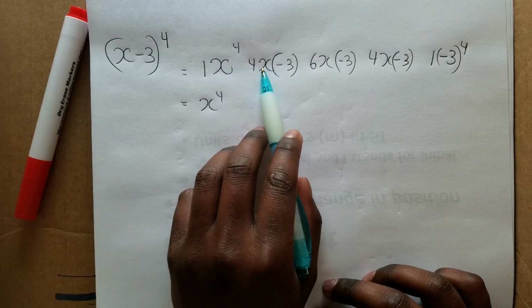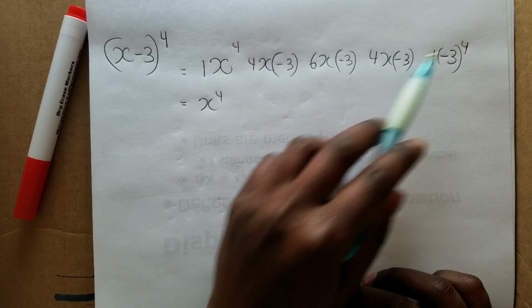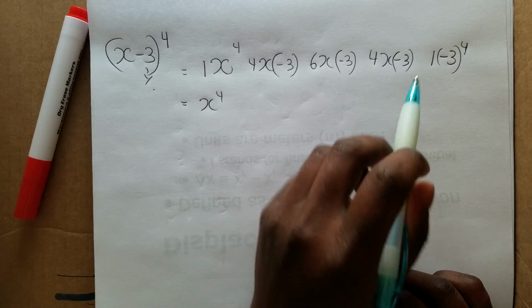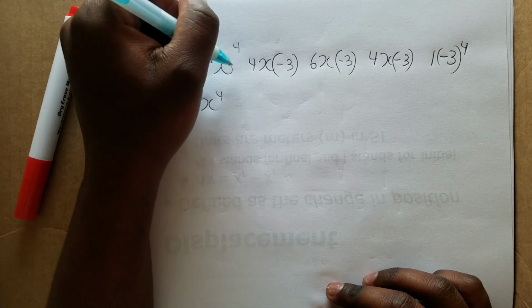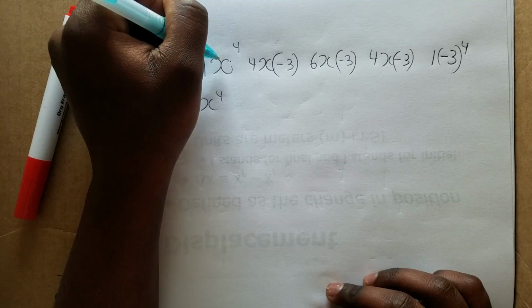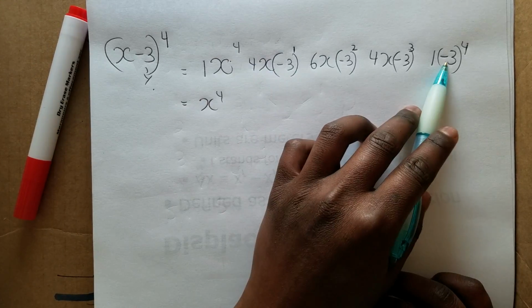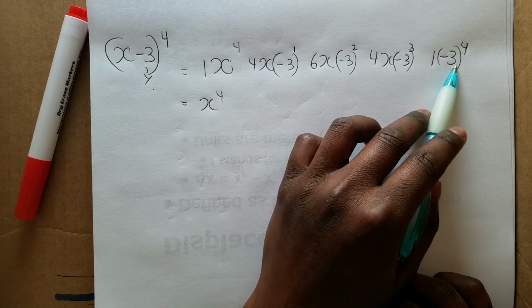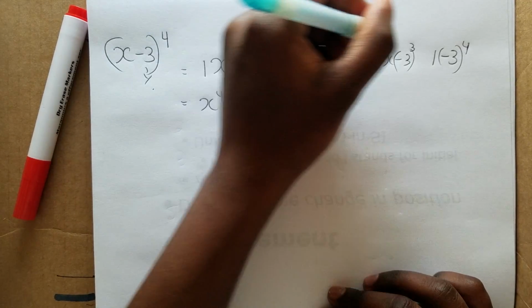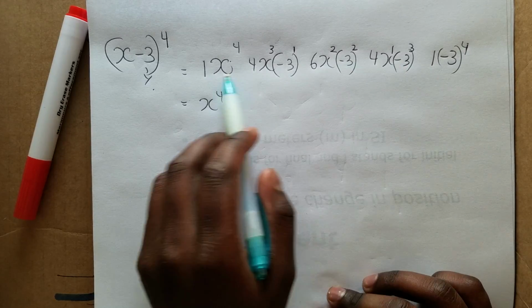Now, before you go to this stage, what you want to remember is that the power of x is going down to 0, and here the power of y has to be going up to 4. So the y starts here as y to the 0, which is just 1, and then goes up to the fourth term. The x starts off at 4, 3, 2, 1, and x to the 0 is just 1. So now you complete the whole term.